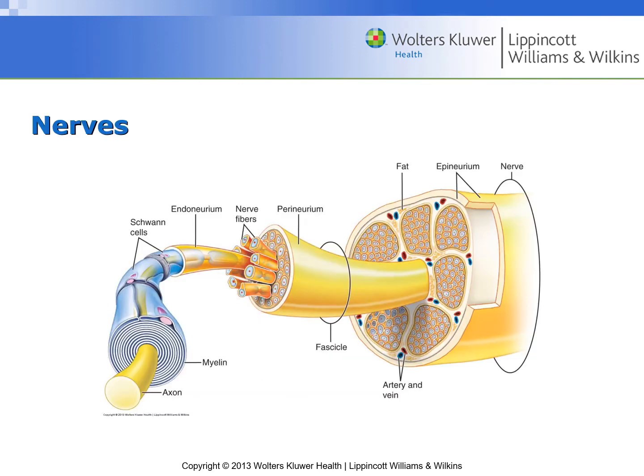And here we see illustrated the nerve. Axons are covered with endoneurium and are bundled together by the perineurium to form fascicles. Multiple fascicles, blood vessels, and fat are bundled together by the epineurium to form the nerve.